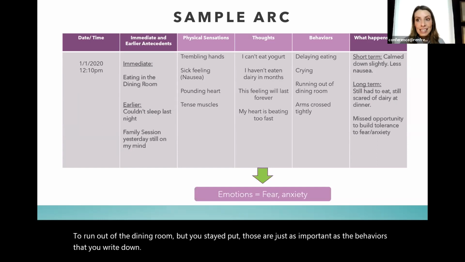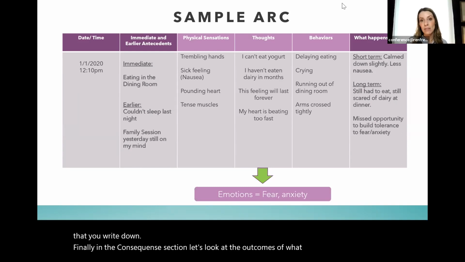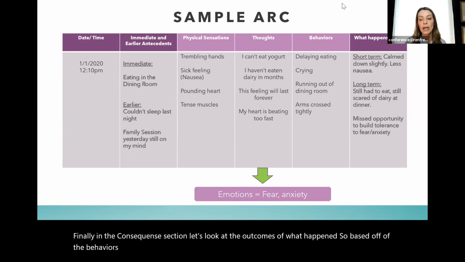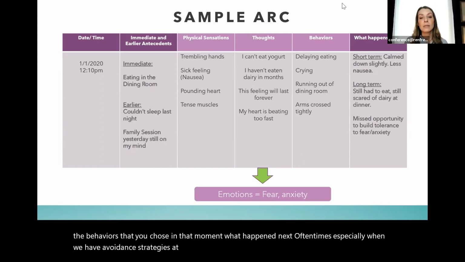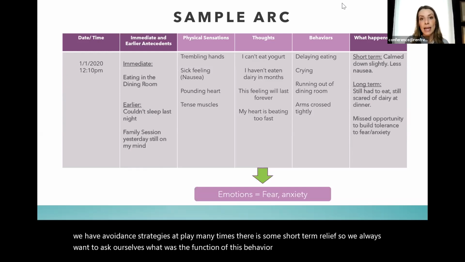Finally, in the consequence section, let's look at the outcomes of what happened. So based off of the behaviors that you chose in that moment, what happened next? Oftentimes, especially when we have avoidance strategies at play, many times there is some short-term relief. So we always want to ask ourselves, what was the function of this behavior? Why am I choosing this behavior? Because it did something for me.